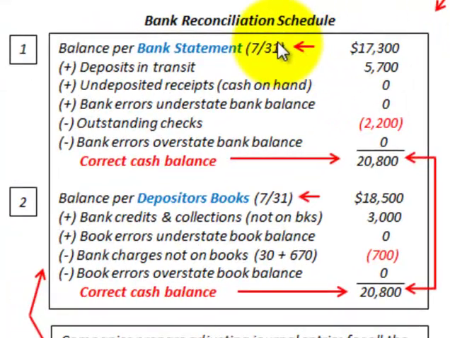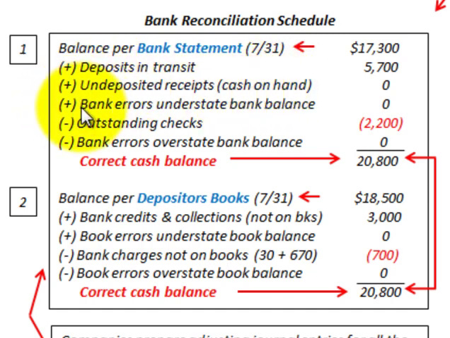So let's go back down and look at our bank reconciliation schedule here. The balance per the bank statement, we start with this beginning balance, but we have to make these adjustments to it, and I've got them listed here, pluses and minuses. First, plus, we'd have to add in deposits in transit. We'd have to add that to the beginning balance. Then we'd also have to add undeposited receipts. That would be the cash on hand that the company has. That would have to be added.